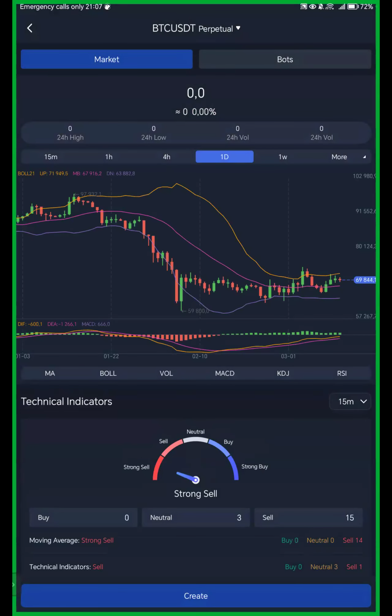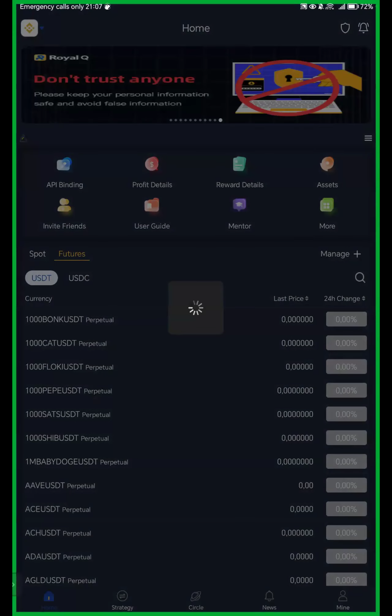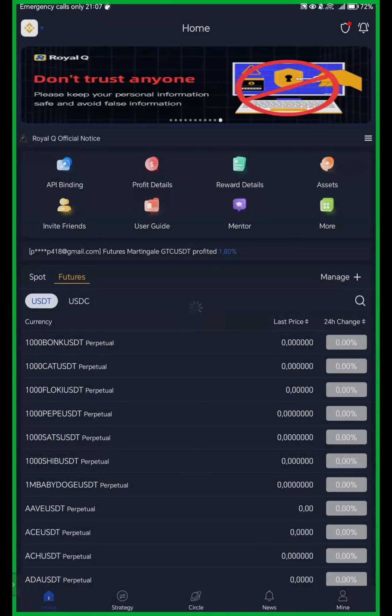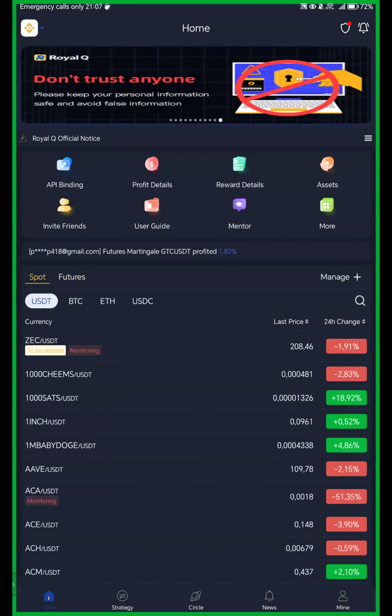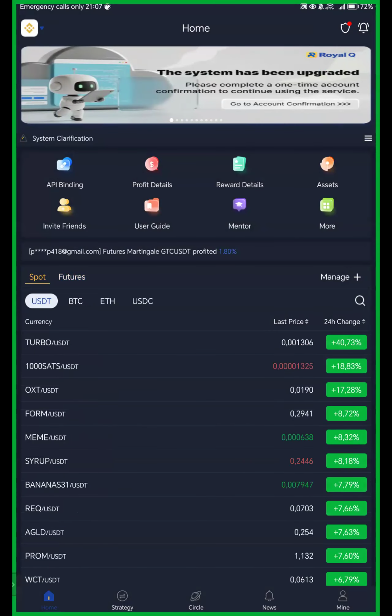All right, we are still under BTC, like we left it before. So let's come here now. We want to set our Royal Q robot to trade Bitcoin for us. Let me start with the spot traders before I come to futures traders. I'm still going to use Bitcoin as our example.